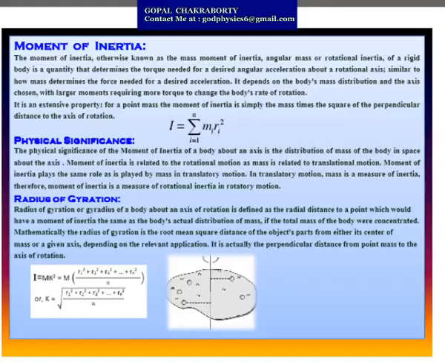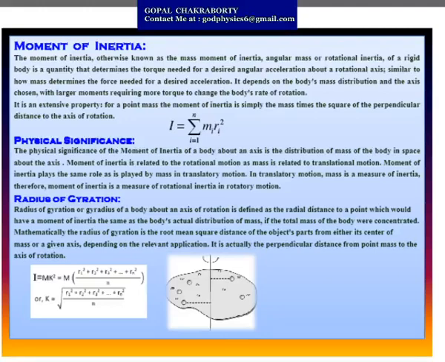Now the next part is called moment of inertia. Moment of inertia is basically the mass equivalent of the circuit or the given device. The moment of inertia, otherwise known as the mass moment of inertia, angular mass or rotational inertia of a rigid body, is a quantity that determines the torque needed for a desired angular acceleration about a rotational axis.